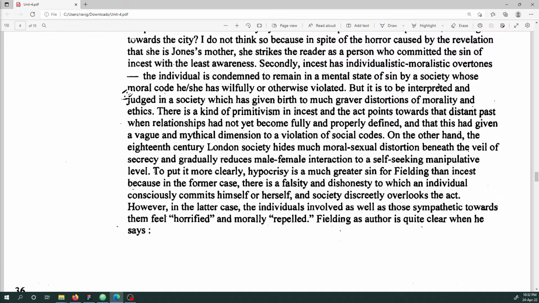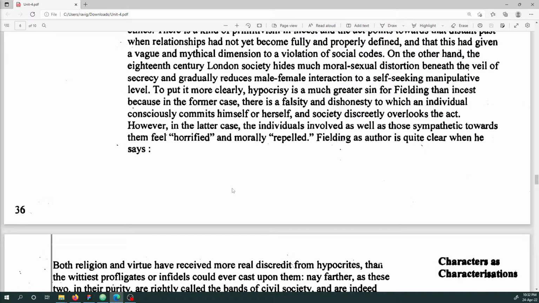Let's start. To put it more clearly, hypocrisy is a much greater sin than incest because in the former case there is falsity and dishonesty to which an individual consciously commits himself or herself and society discreetly overlooks the act. However, in the latter case, the individuals involved, as well as those sympathetic towards them, feel horrified and morally repelled.